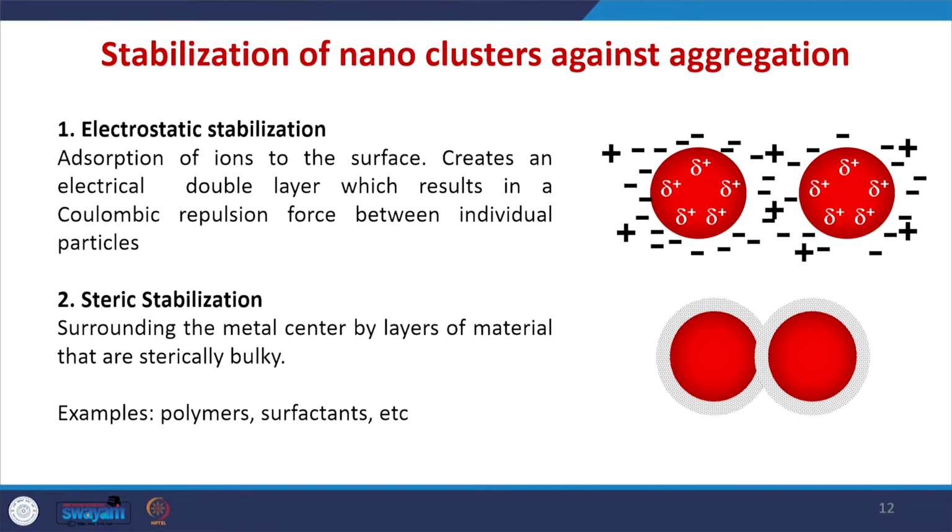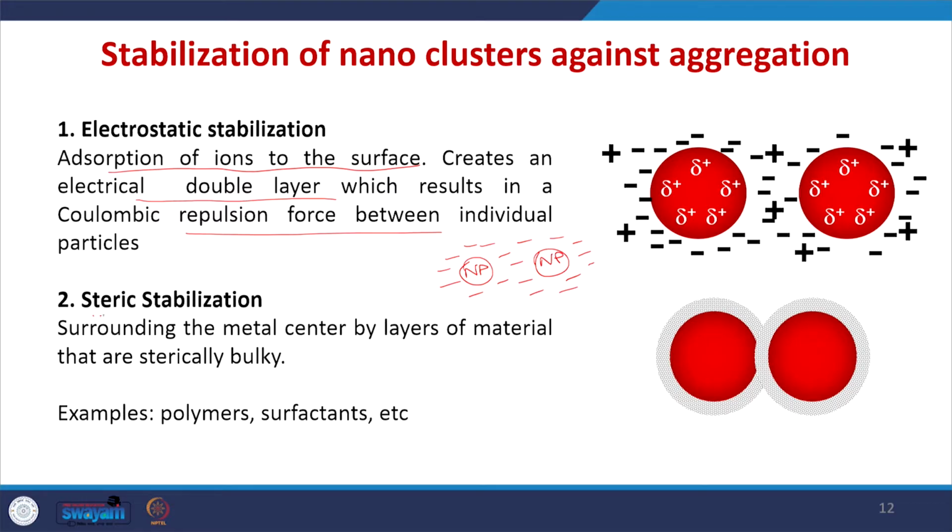In the electrostatic stabilization, there will be an adsorption of ions to the surface, which creates an electrical double layer, and that leads to repulsion force between the individual particles. For example, if we have a nanoparticle which is carrying a uniform charge, then these particles repel each other. In this case, the particles can be stabilized and it can stay for more amount of time without aggregation.